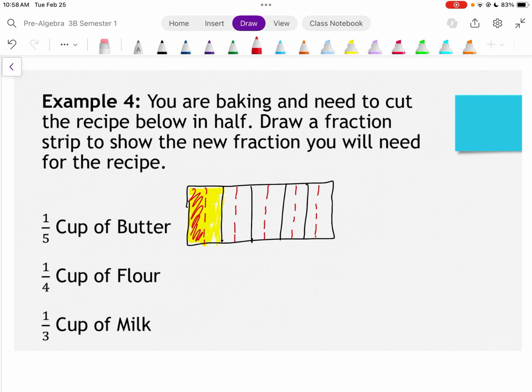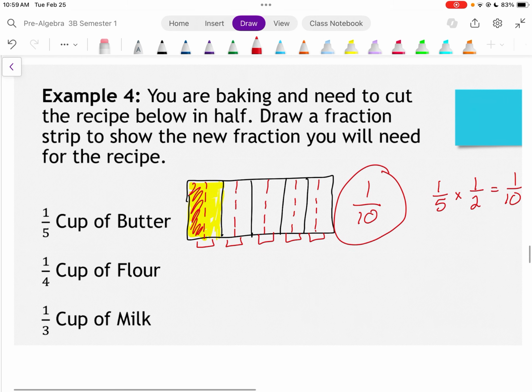So what would be our new fraction? So there's only one part shaded, and we have a total of 10 pieces. So we only need 1/10 a stick of butter. And what we did there is we took 1/5 times 1/2, and we know that equals 1/10.